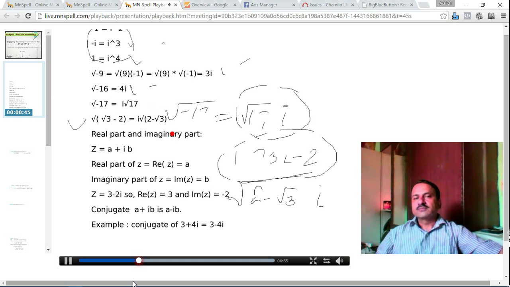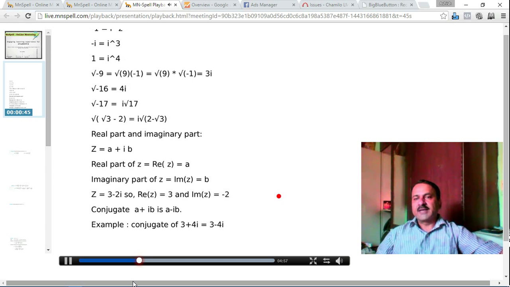So let me explain it again. Root 3 minus 2 is a negative number. If we want to find its root, we will have to make it positive. You have to write 2 minus root 3, and this 2 minus root 3 is a positive number, we will have to put root sign, and we will have to write i with it. So this is what we have learned.